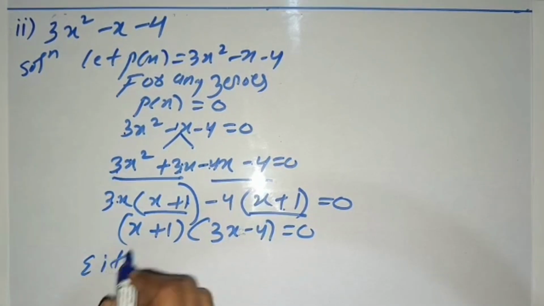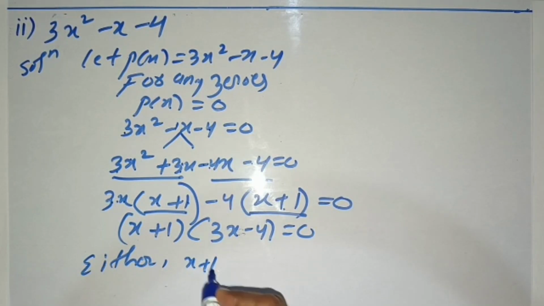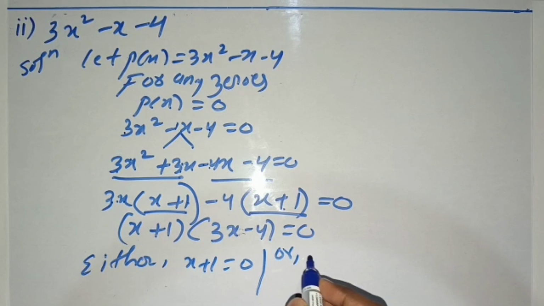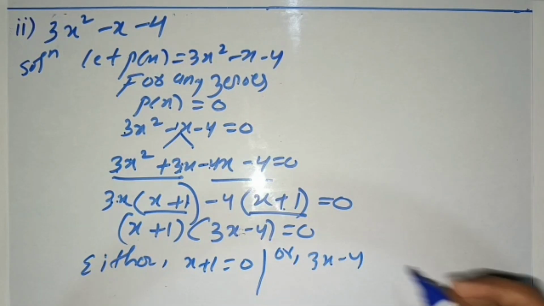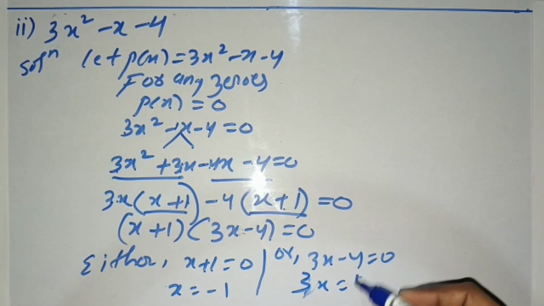Now either x plus 1 equals 0 or 3x minus 4 equal 0. Now x will be equal to minus 1. When we shift to right side, it will be minus 1. The sign will change. Here also 3x. When we shift the sign, minus 4 will shift to plus 4. Now x will be equal to 4 by 3.